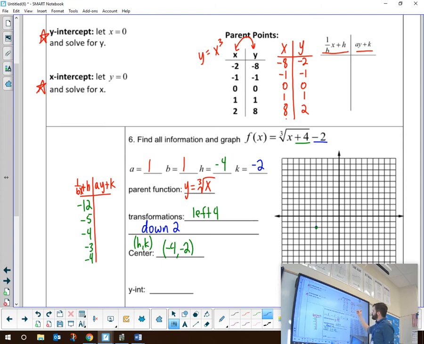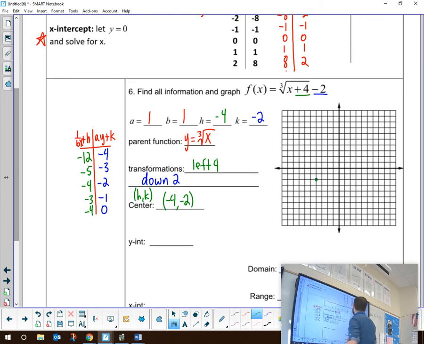So we're going to go -2 plus -2, we're going to have -4. -1 plus -2 is -3. 0 plus -2 is -2. 1 plus -2 is -1. And then 2 plus -2 is 0. So that's going to help me put my points. We're going to start here at my center, and we're going to put these points in here. So I'm going to have a point at -4, -2. That's my center. Then we're going to have a point at -3, -1. That makes sense. -3, -1 right there.